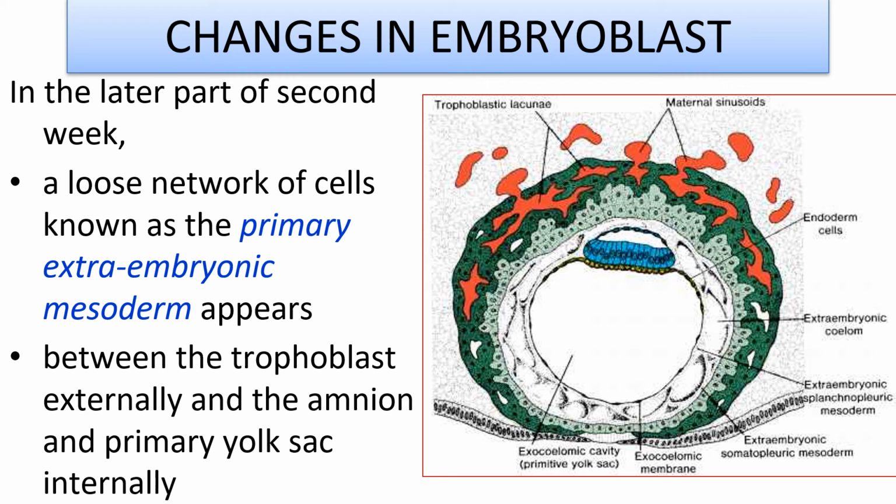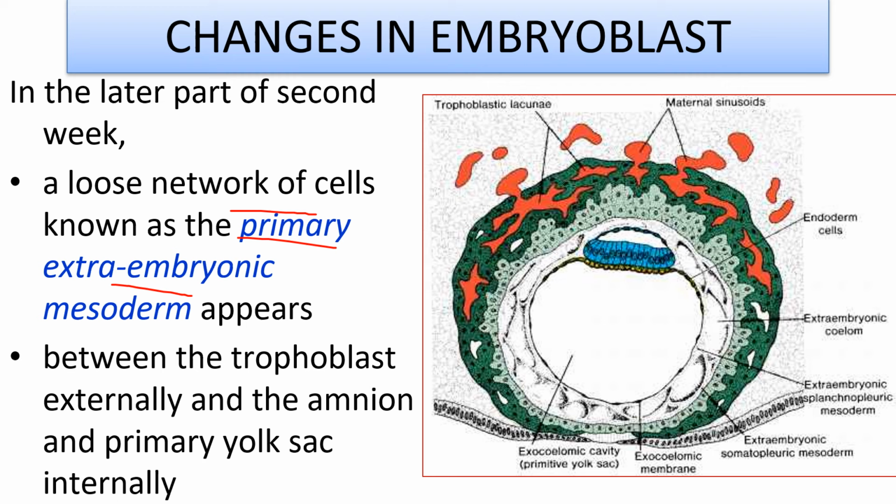Now, in the later part of the second week, a loose network of cells called the primary extraembryonic mesoderm appears, which is derived from the trophoblast. Why is it called extraembryonic? Because it is lying outside the embryonic disc, and it will not give rise to any tissues of the embryo.